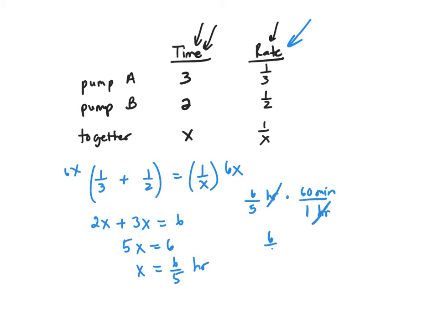So you've basically got 6/5 times 60, and 5 will go into 60 12 times, and 6 times 12 is 72 minutes. So 72 is your answer.